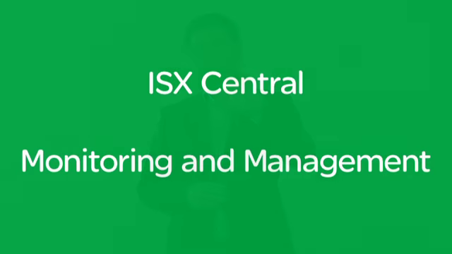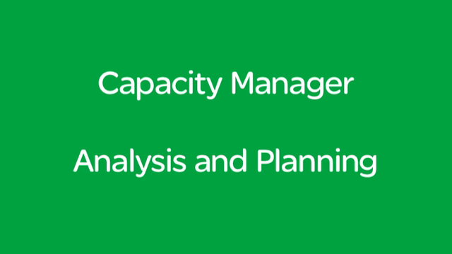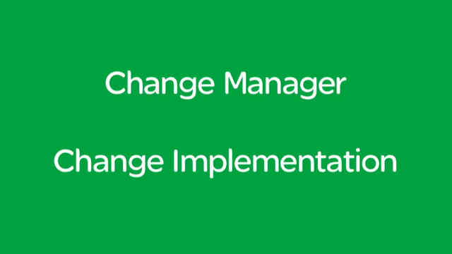The three products that APC has created are Infrastructure Central to help monitor and maintain, Capacity Manager to help analyse and plan for future changes, and Change Manager for implementation of required changes. And I'd like to talk to you about each of those three products in a little more detail.